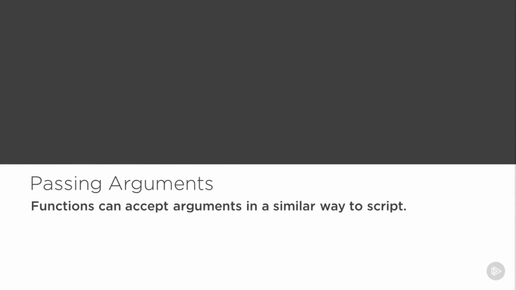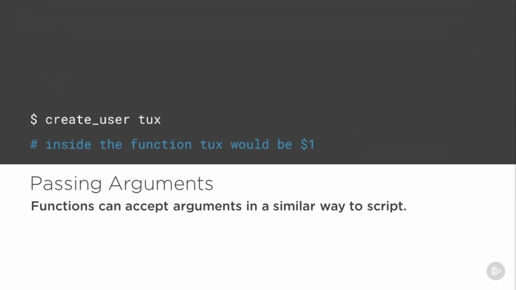Now, you're probably not going to be surprised to realize that you can pass arguments through to functions, and it's done in a very similar way to that which you would do with a shell script. So here, let's say we've got a function called create_user, we can pass the value of tux as an argument. Inside the function, that value of tux would be seen as $1, the first argument. Obviously, we can add more. It could be $1, $2, $3, or to access all of them, we could use $*.